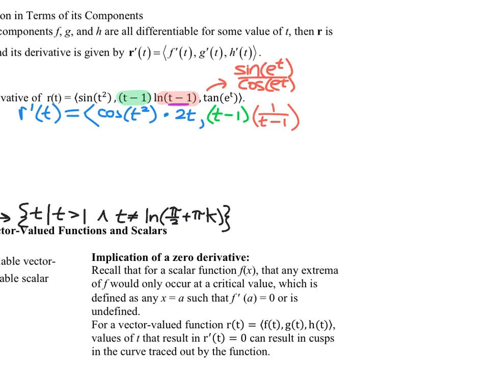which will simplify, plus my second function, which is just the natural log of t minus 1, times the derivative of the first function. With respect to t, the first function has a derivative of 1, so I don't really have to worry about that.